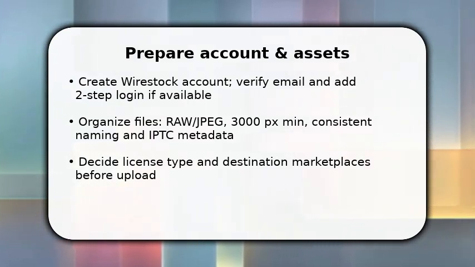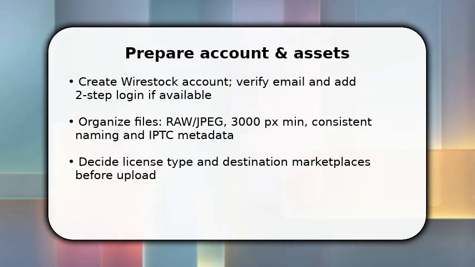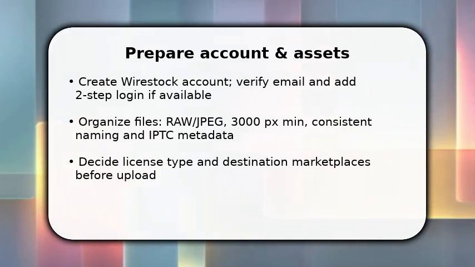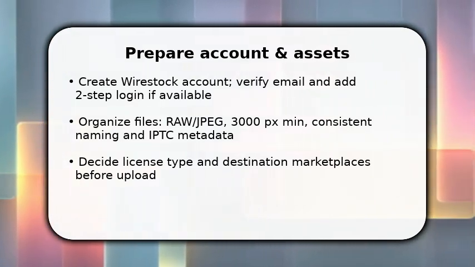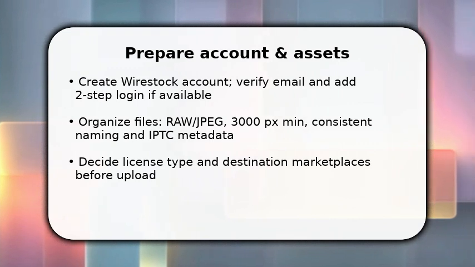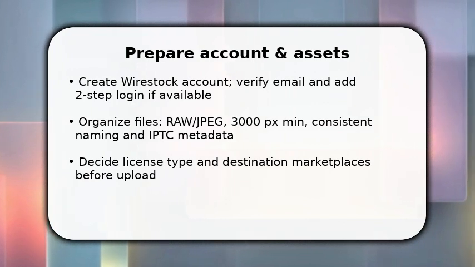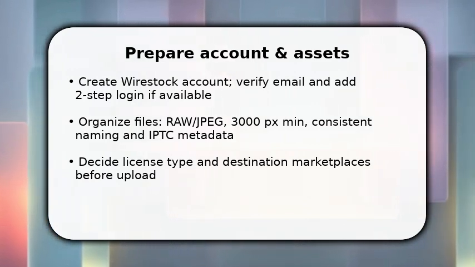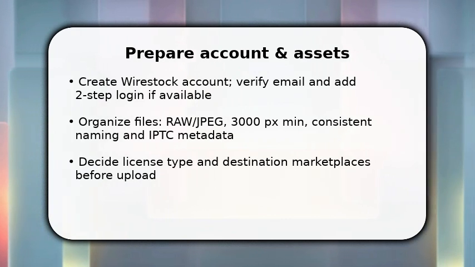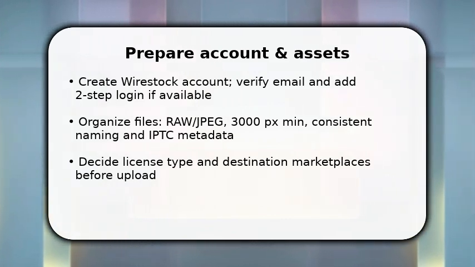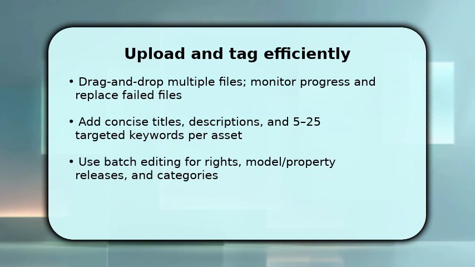Pick final JPEG or high-quality RAW converted to required sizes, and ensure IPTC fields like title, description, and keywords are embedded. Make sure you choose license preferences and target marketplaces up front, because selecting destinations early saves time and prevents repeated submissions across platforms. You now drag and drop batches into the Wirestock uploader and watch the progress bar for any failed files. Requeue replacements immediately.